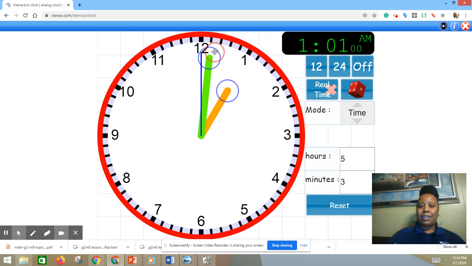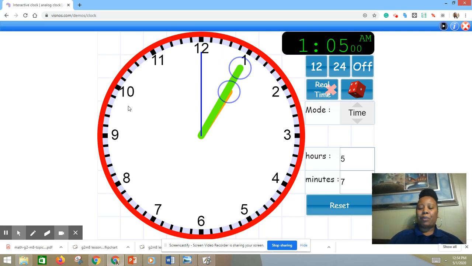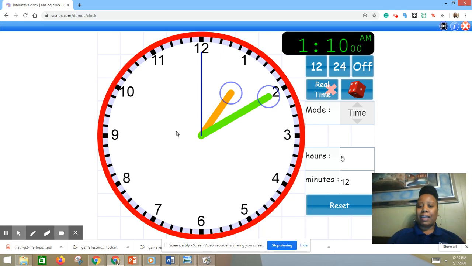So I have 1, 2, 3, 4, 5. So when my minute hand is on the 1, that represents 5 minutes. Let's keep going. 6, 7, 8, 9, 10. When my minute hand gets on the 2, that represents 10 minutes.